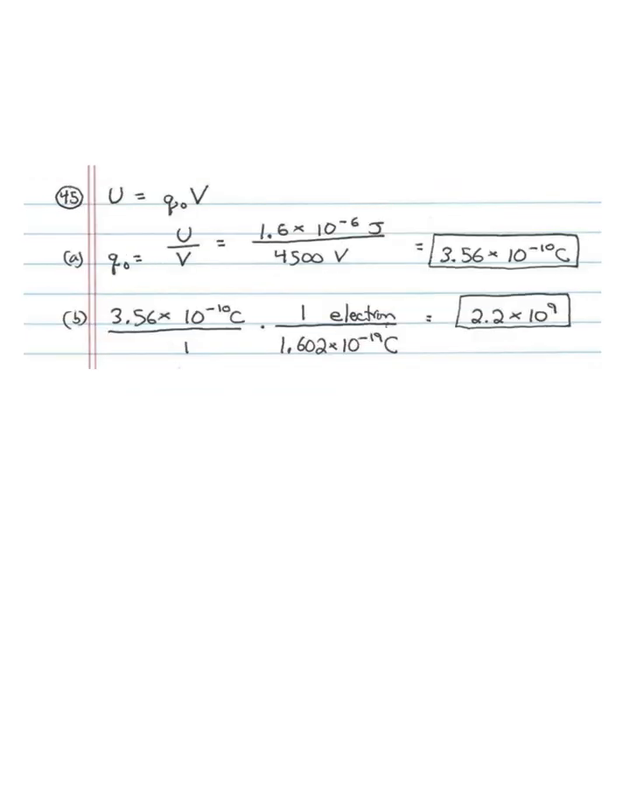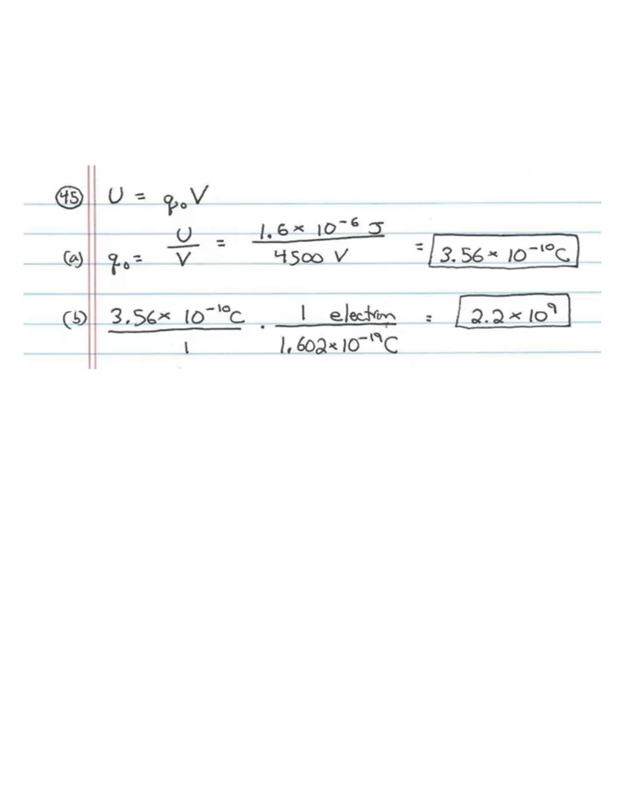Number 45. After walking across a dry carpet, there's potential difference of 4,500 volts between your hand and the doorknob. You reach toward the knob, a spark jumps, releasing energy of 1.6 microjoules. How much charge was transferred? Assuming all the charges were electrons, how many were there?